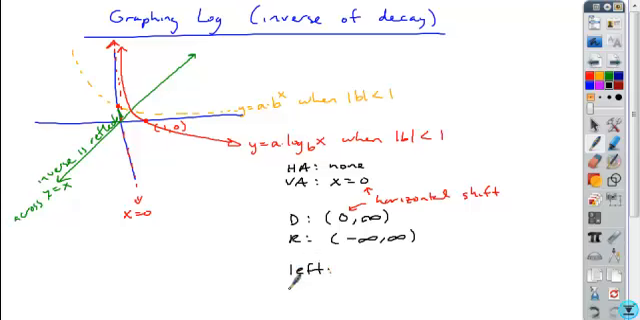And then when you look at the left and right behavior of this graph, once again, the left, just like with the inverse of the growth model, approaches the asymptote, but it approaches it going up to the asymptote. And then the right goes down, or it falls to the right. And so those would be the general properties for the log function with a base that's less than 1, a fraction between 0 and 1.